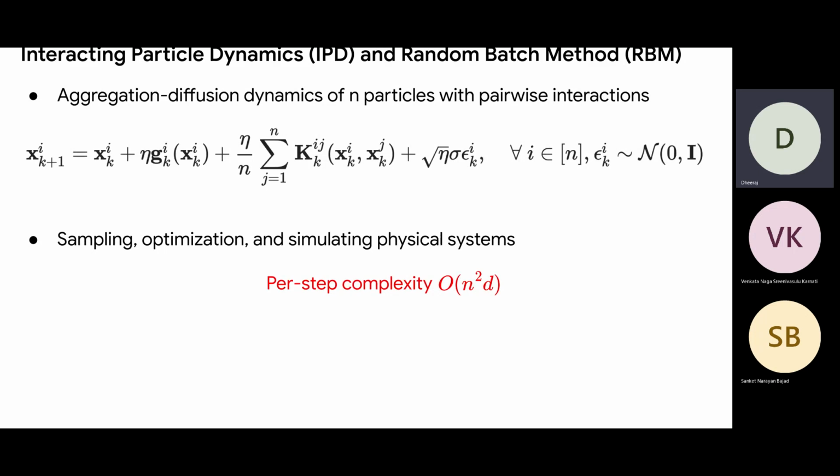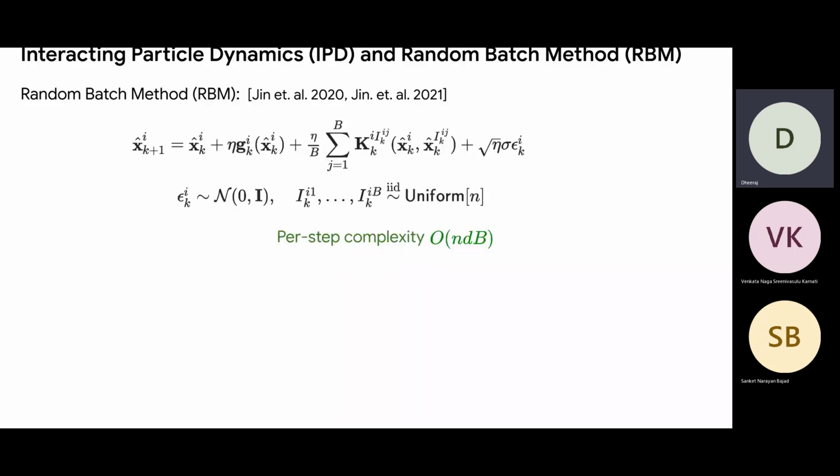So you can again use random batches here. You don't have to consider the interaction of every particle with every other particle. You choose a random batch of B particles and consider the interaction of particle i with this random batch of particles, and this magically improves the per step complexity to O of n B d. And whatever I discussed here can be extended to this scenario as well in a quite straightforward manner.